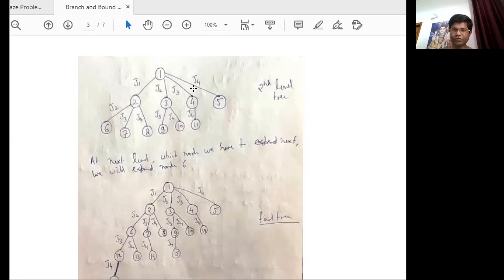Now let's move to node 4, that is job 3. When we are at job 3, it means we already did job 1, job 2, job 3. So the only remaining job is job 4, denoted by node 11. When we are at job 4, since this is the last job, there is no possibility to expand this node. So this is the second level tree representation of our problem.